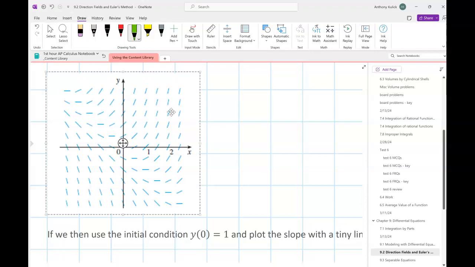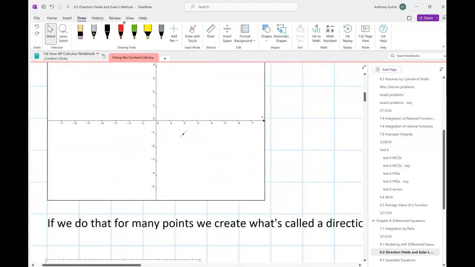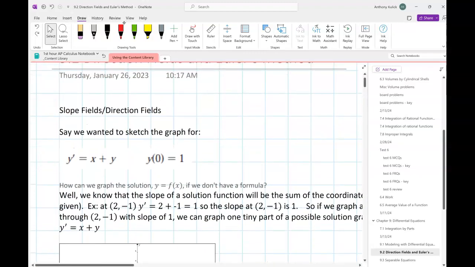So like if this is the point 1, 1 here, it's saying the slope for my solution to my differential equation would be like that. So you're seeing a bunch of possible solutions to a differential equation. Let's kind of see that. All right, let's go back to the beginning here.